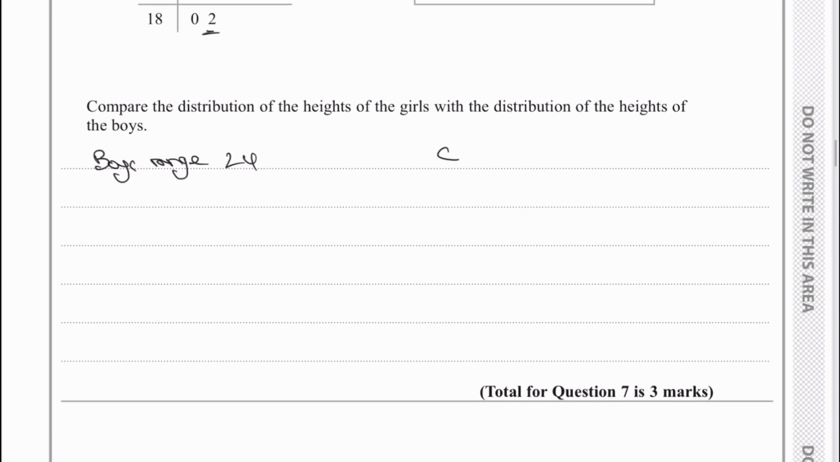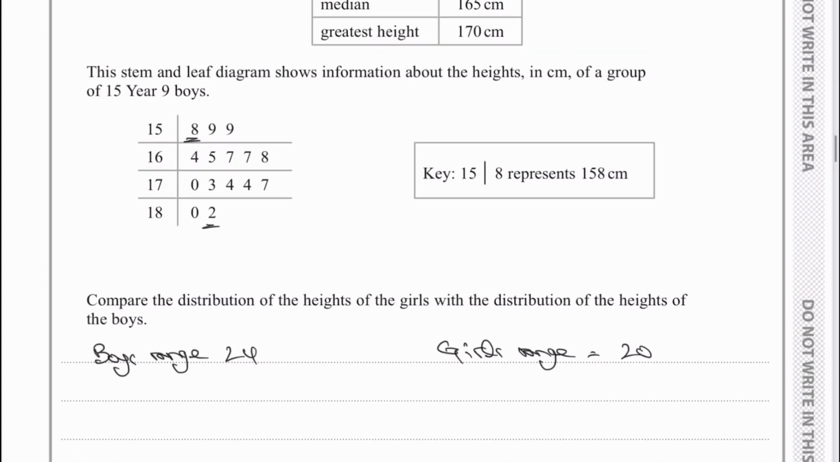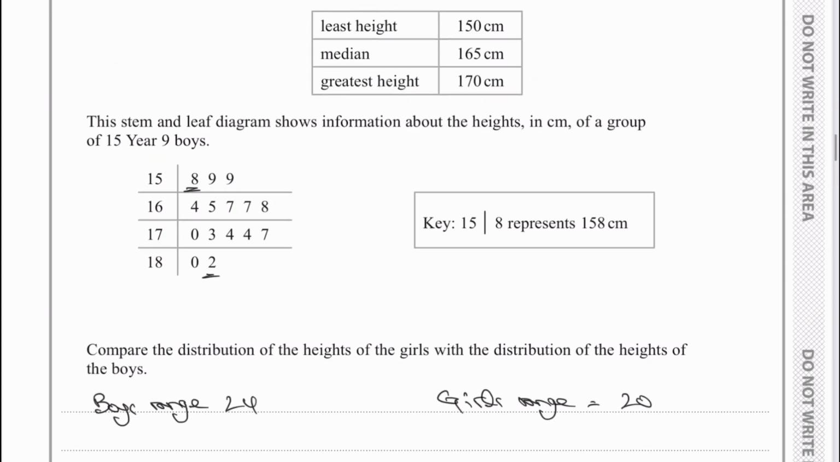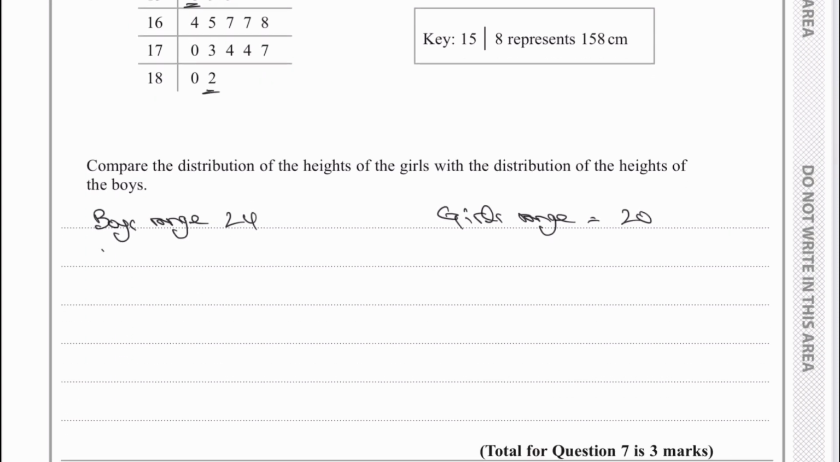Okay, the girls' range is going to equal 20, and that's actually given to us at the top there, that the greatest height for the girls is 170 and the least height for the girls is 150. Okay, so therefore the boys have a greater range, and that would be absolutely fine. You might want to actually show your working for these, and that's perfectly fine as well. It is a 3-mark question, so please do add as much as you can.